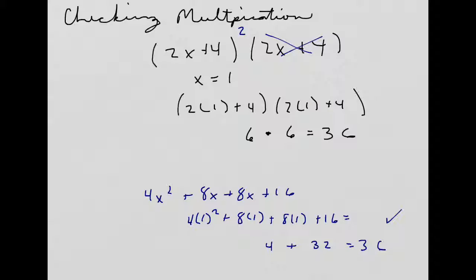So now if we simplified this using our FOIL method, we get 4x squared plus 8x plus 8x plus 16. And then if we plug our x equals 1 into that equation, lo and behold, look at that. It also equals 36. So we actually check this, and it does work. And that is a way that you can check to see if you simplified these correctly. If you can plug some arbitrary number, let x and y equal something, into your polynomials, you can check them that way.